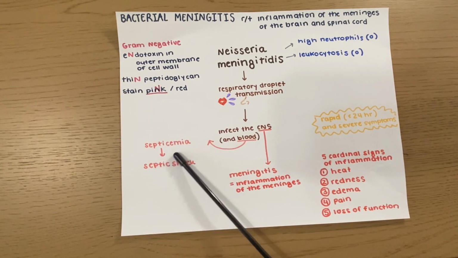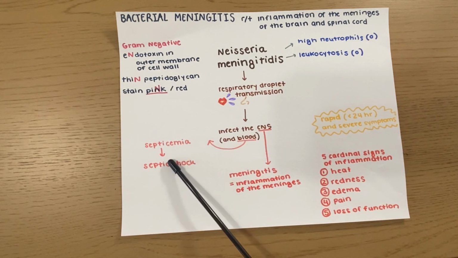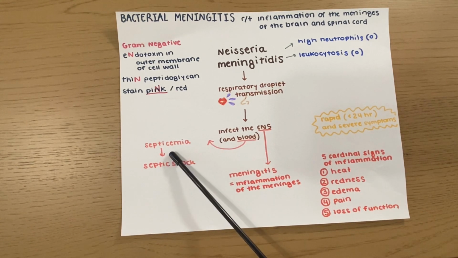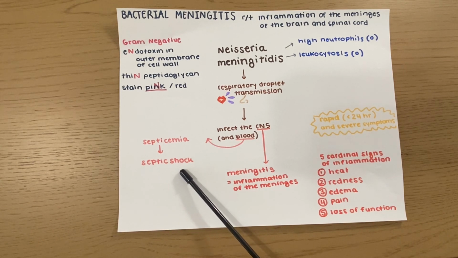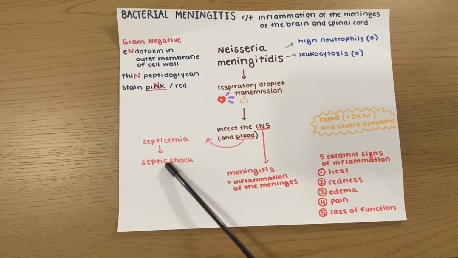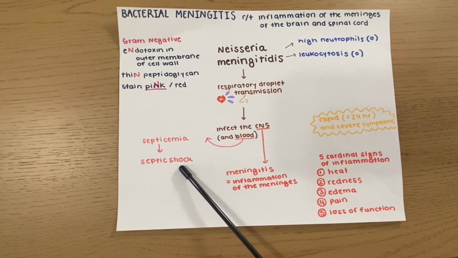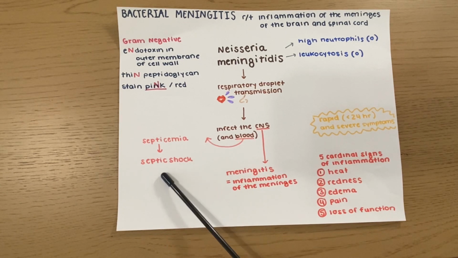And this can cause a big systemic inflammation response, which can dramatically drop blood pressure from the vasodilation and loss of fluid through edema, and which would cause septic shock. So you can't deliver oxygen to the tissues because the blood pressure is so low.